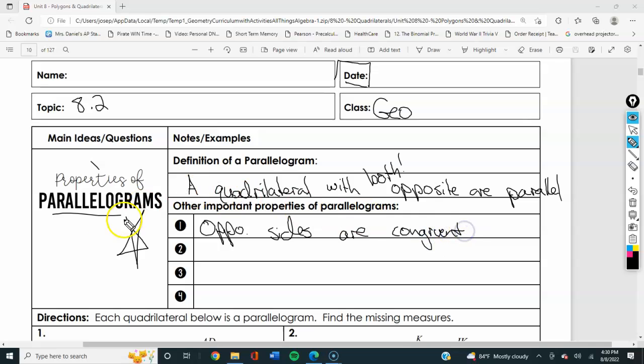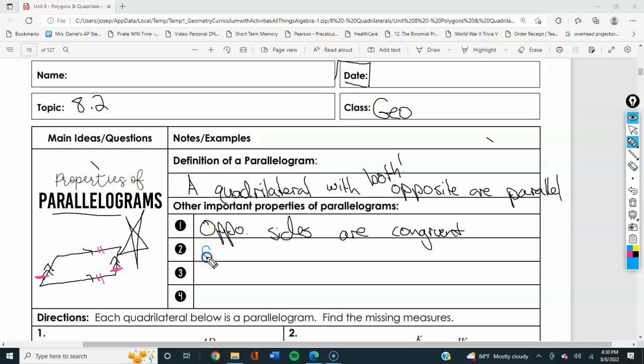Alright, so if I draw a beautiful little parallelogram, let's see if I can do my best. Alright, not bad. And if all these are parallel to the opposite side, first thing I found out was that these opposite sides are congruent. The ones not touching are opposite. Now the second thing we gotta know about them.